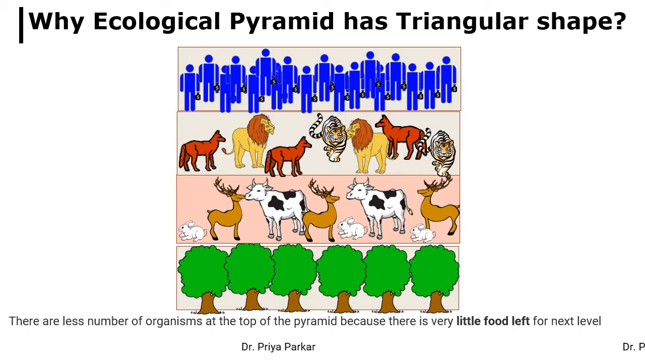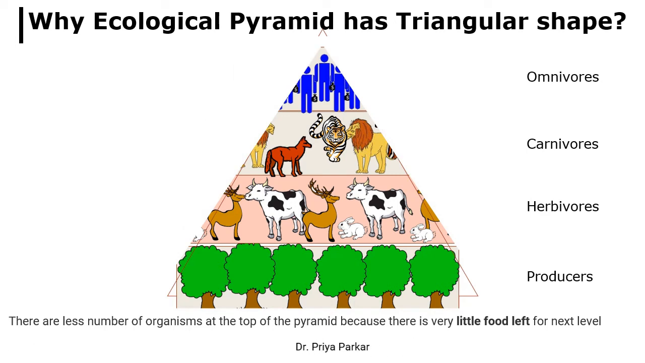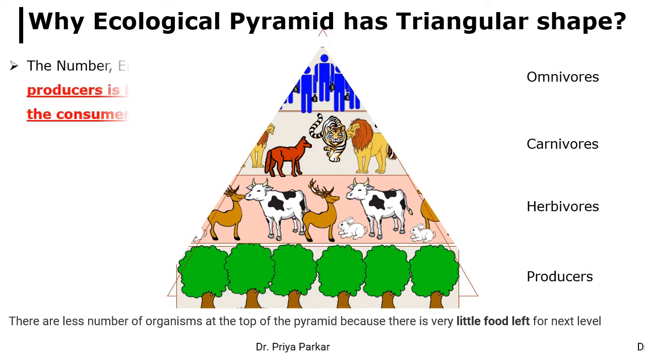This is because producers, that means green plants, are found at the bottom and only they provide food to all located at different trophic levels above. Obviously, the number of producers is always larger than the consumers and relatively less food is left for the consumption of other consumers. So, fewer living organisms are found at the top of the pyramid. So, the pyramid becomes narrow at the top.